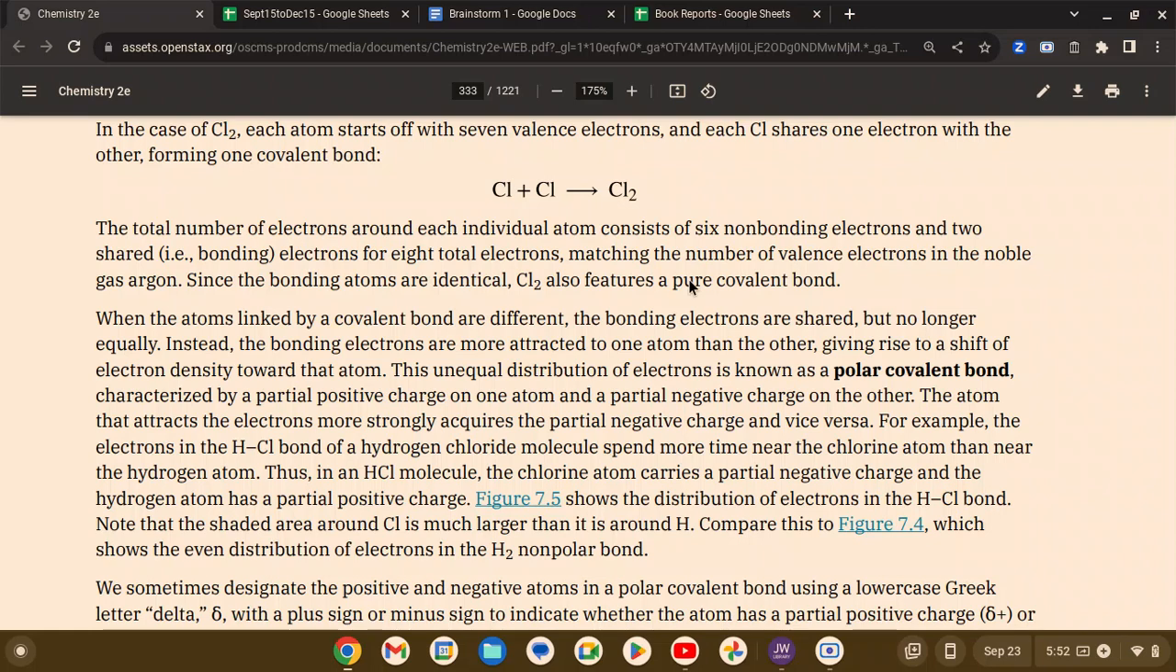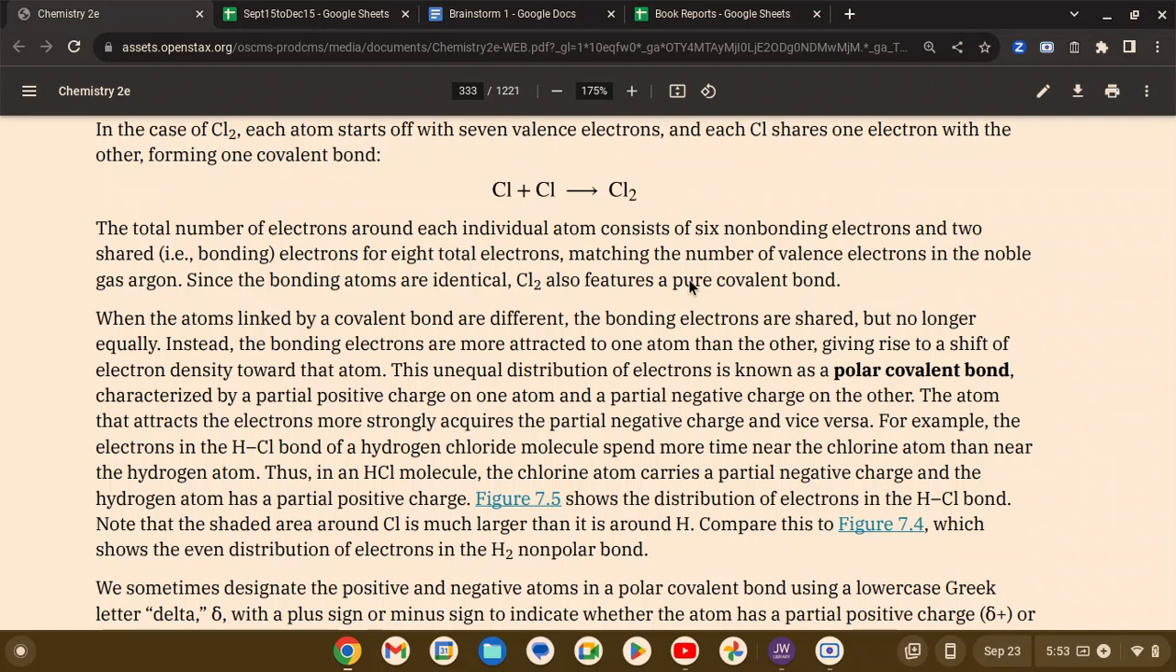When the atoms linked by a covalent bond are different, the bonding electrons are shared but no longer equally. Instead, the bonding electrons are more attracted to one atom than the other, giving rise to a shift of electron density toward that atom. This unequal distribution of electrons is known as a polar covalent bond, characterized by a partial positive charge on one atom and a partial negative charge on the other. The atom that attracts the electrons more strongly acquires the partial negative charge and vice versa.